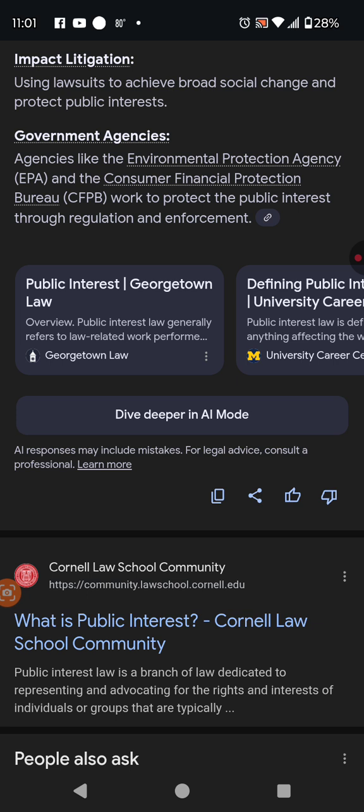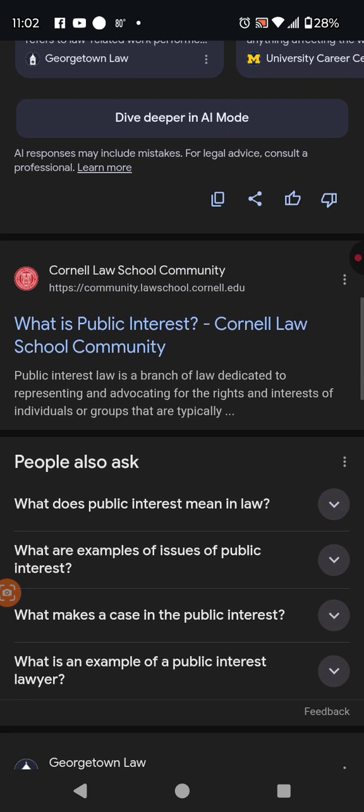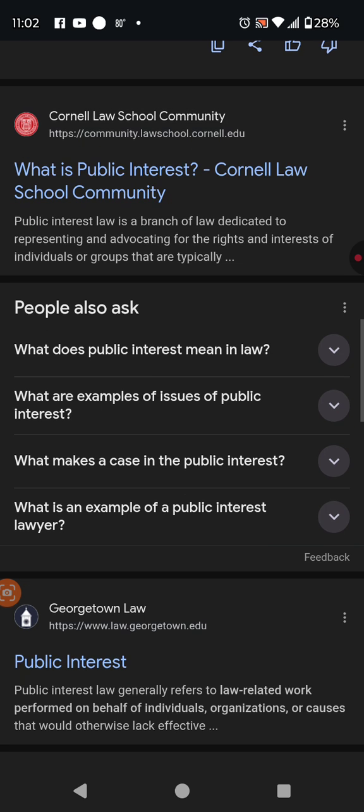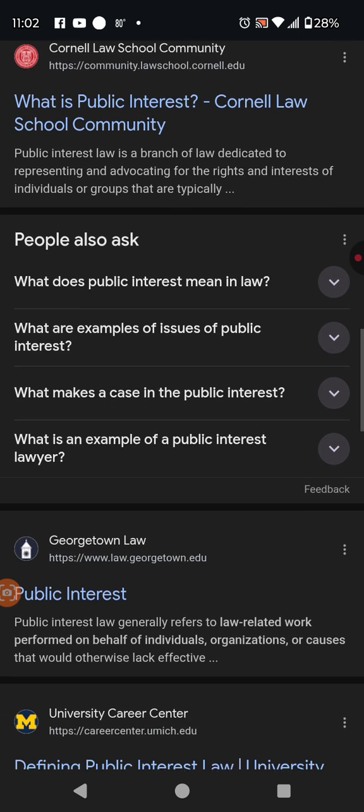If they're working in the interest of a political party, then they're working in the interest of the few, not the many. The Constitution requires that they do what's in the interest of the many, not the few, the public interest. Okay, that's how you have to think about this. What is public interest? Cornell Law School. So you can do your research, okay?